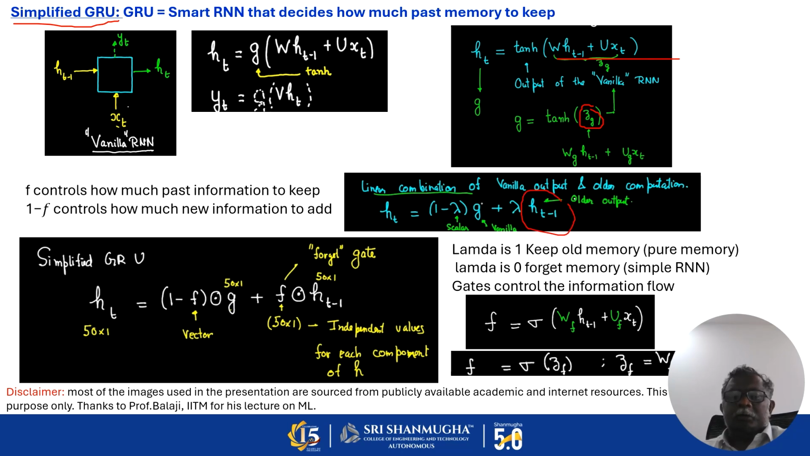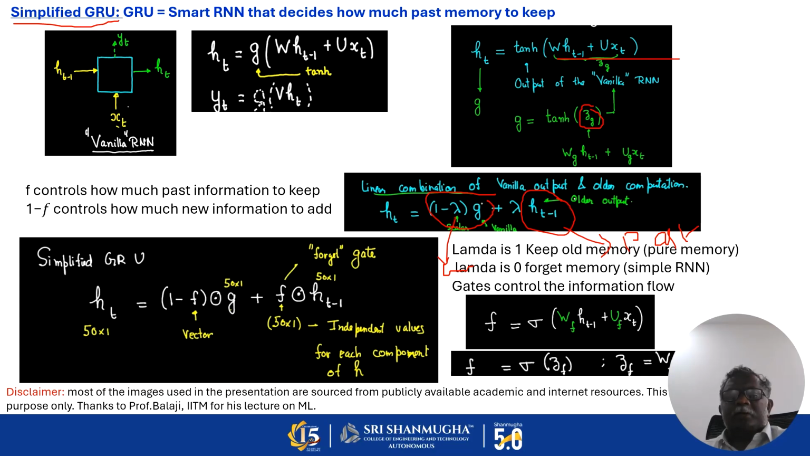So this one takes care of the old one. This one takes care of the new information, the recent one. So basically what is this? This is the current one. This is the past one. This is the past information. This is the current one. So that is the way it calculates.